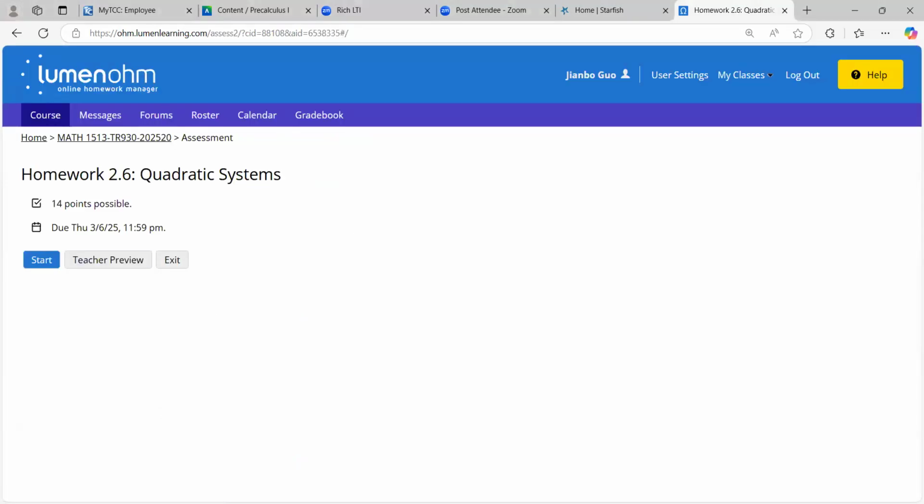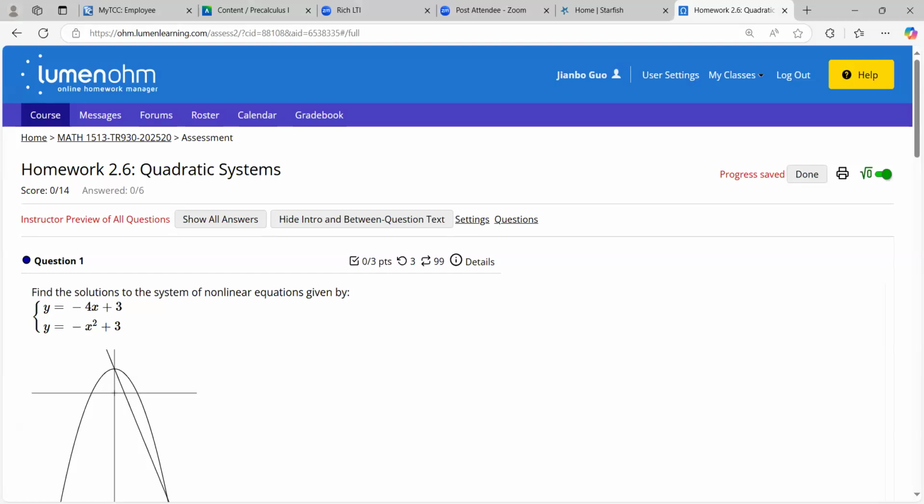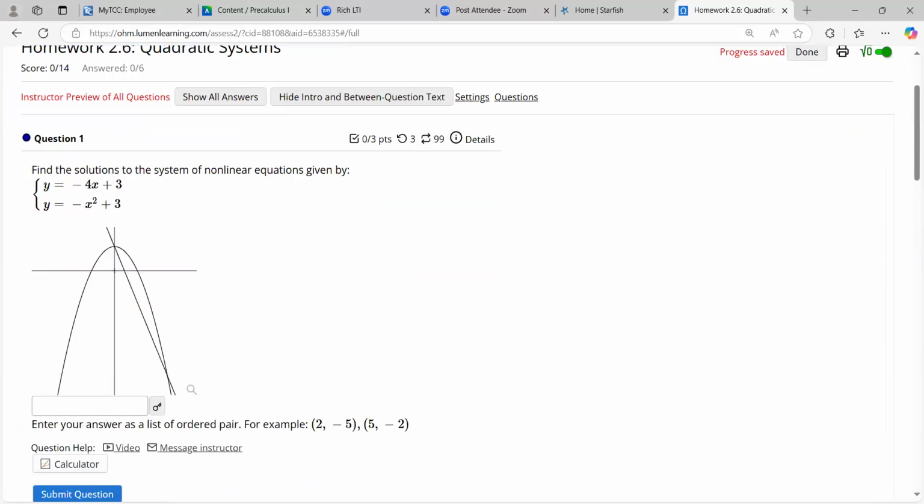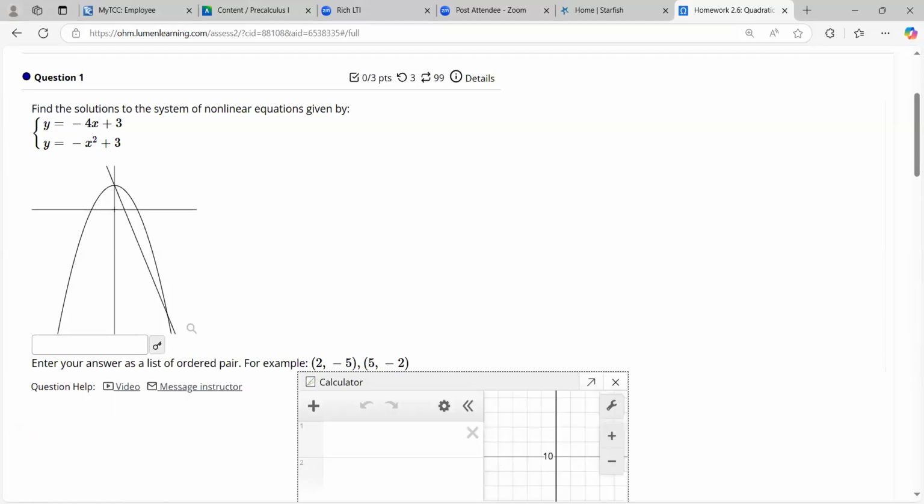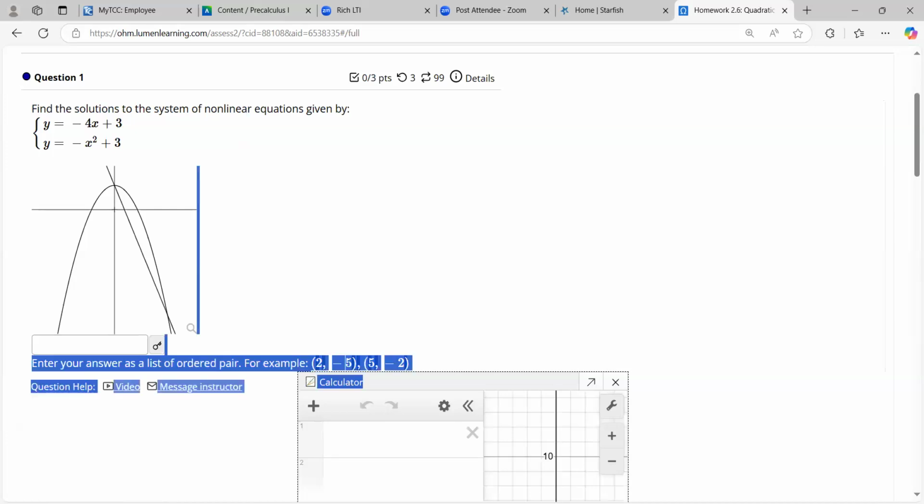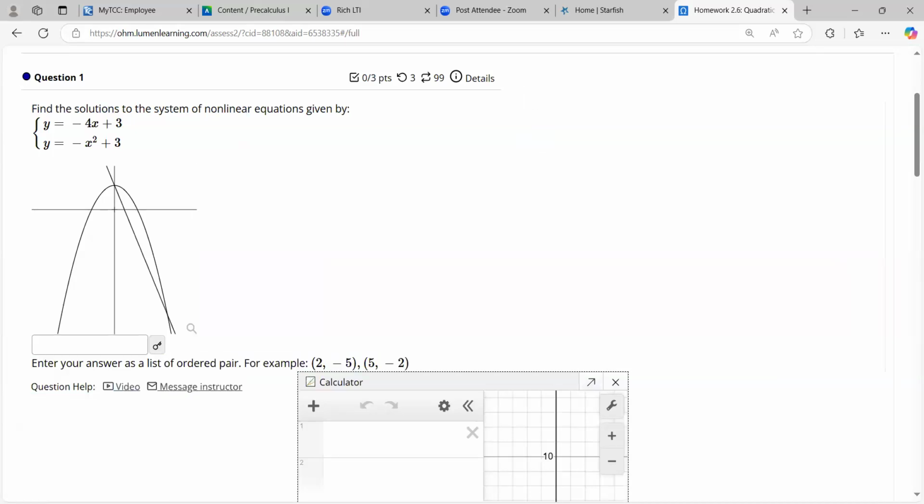Homework 2.6. And the graphing calculator is actually making me not want to really teach this part anymore, because you can just easily use the graphing calculator to find the solutions. For example, this problem. With the calculator, all you need to do is enter the 2 equations into the calculator.